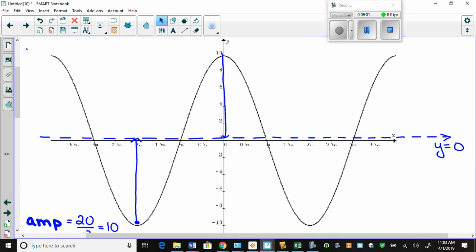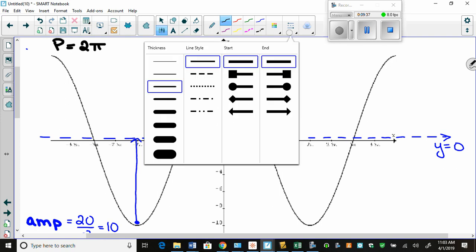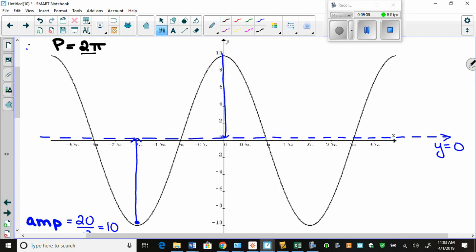So the equations I gave you were p equals 2 pi over b. The b and the p can switch. So we could just say b equals 2 pi over p. And they can switch because the b can come up and multiply and the p can come down. So I could also use b equals 360 degrees over p as well. I can rearrange it. But b and p are not the same thing. You have to remember that.